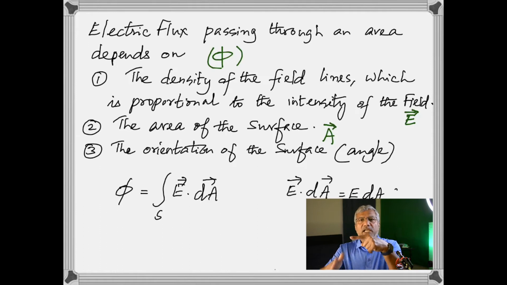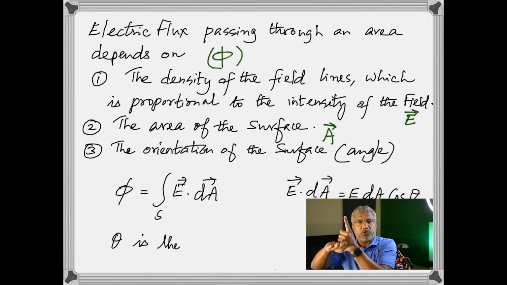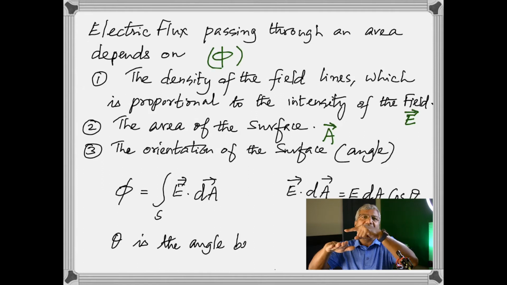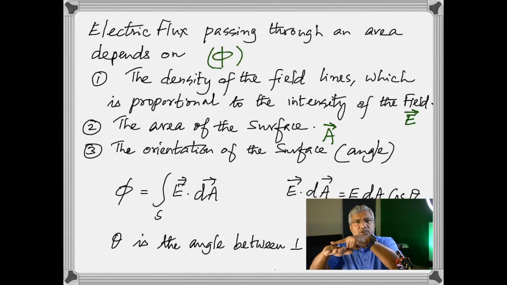On the other hand, if the area is kept this way, now we know the perpendicular is that way, outward drawn perpendicular, and the electric lines are this way. So now the angle is 90 degrees, and there is no flux passing through the surface. So what is involved is the cosine of the angle, because we know that cosine 90 is 0 and cosine 0 is 1. So electric flux depends on the area, it depends on the intensity, and on the orientation.